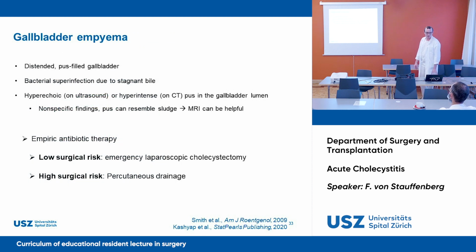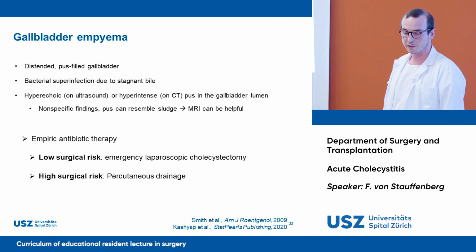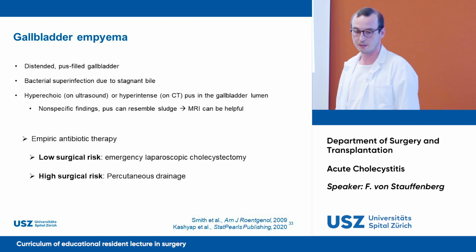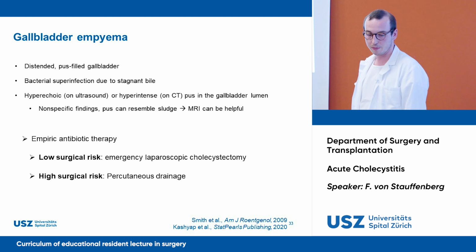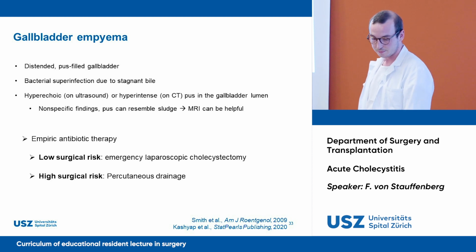Gallbladder empyema is defined as a distended pus-filled gallbladder due to a bacterial superinfection due to stagnant bile. And the imaging findings on sonography and CT are non-specific, as the pus can resemble sludge, so MRI can be helpful to state the diagnosis. Empiric antibiotic therapy followed by emergency laparoscopic cholecystectomy or percutaneous drainage is the treatment of choice.